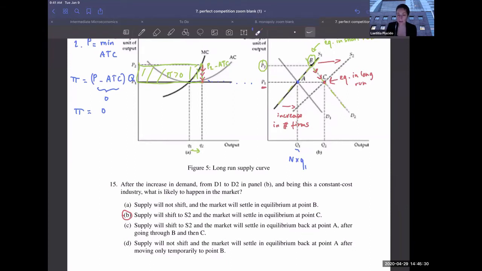So again, you have an excess demand, the demand curve shifts. In the short run, each individual firm will increase the quantity produced as a response to the price increase, but the number of firms is kept fixed. In the long run, firms are going to enter the market, and that's going to push the price down until we are back to our initial equilibrium price, which is the minimum average total cost.